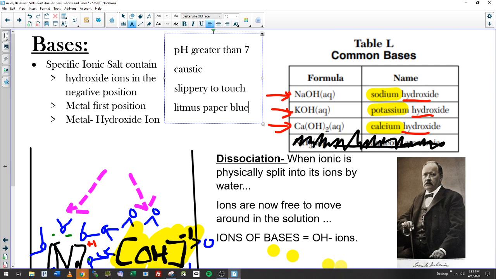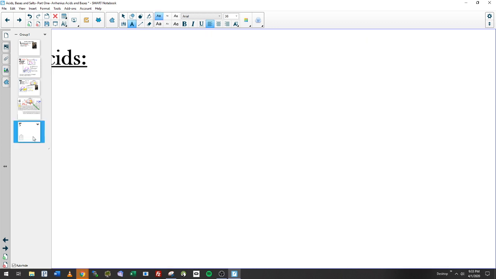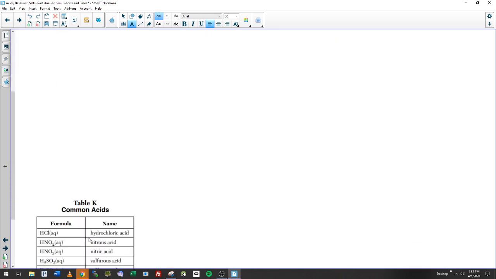I want you to take a minute, give me the thumbs up on the sidebar to make sure we're in a good place, and then I want to throw down here with acids.